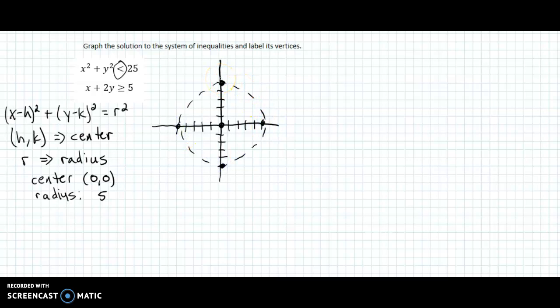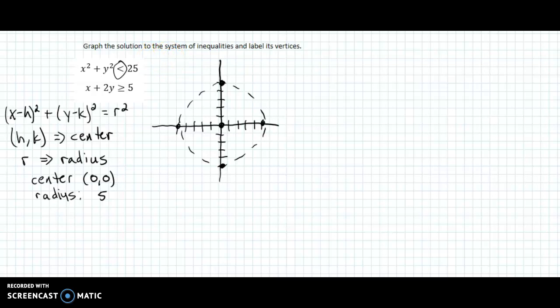It's good I got a second shot at drawing my circle. And then we have to shade inside or outside. Well, the shortcut is if the variables are less than 25, so if the variables are less than the radius squared, then we're always going to shade inside of the circle.